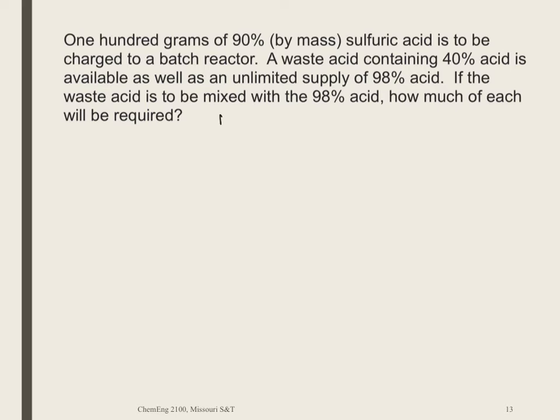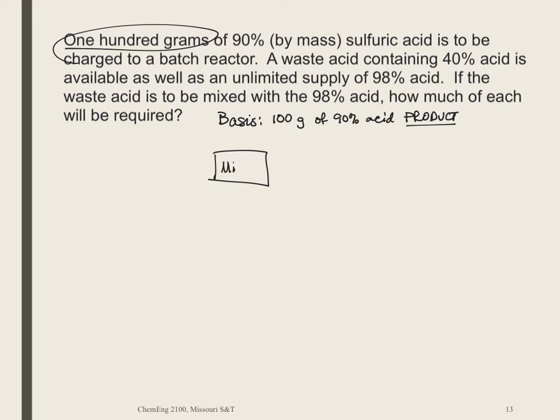So in this particular case, my basis is 100 grams of 90% acid, and this is going to be the product for this. Okay, so I'm choosing this as my basis. Next, I want to do a drawing. So in this particular case, I have a mixer, and it's going to create a product that is going to be 100 grams, and it's 90 grams H2SO4 per gram of mixture, 0.90, 90%, and the rest of this is presumed to be water.